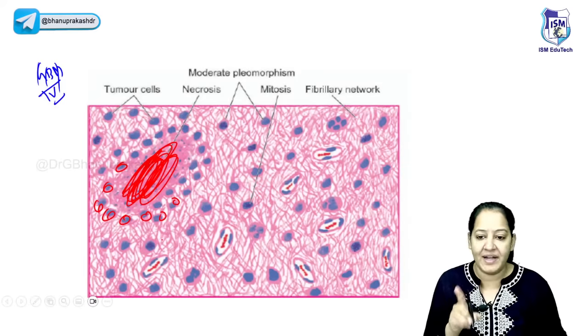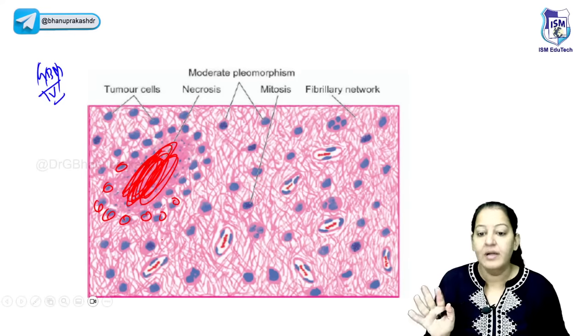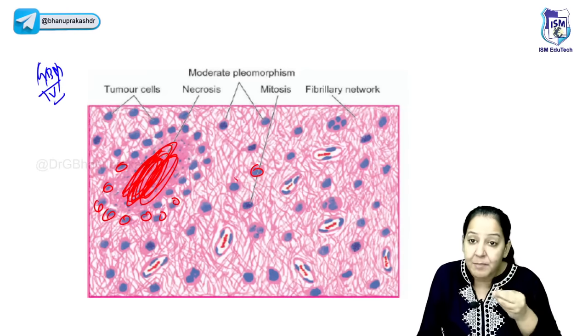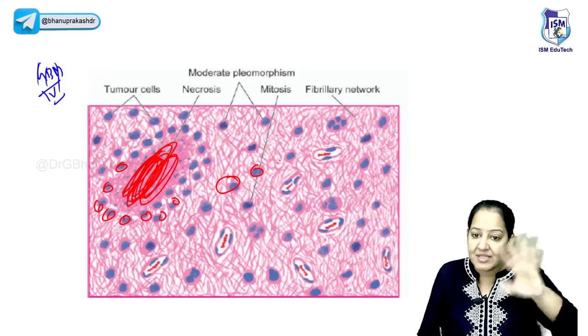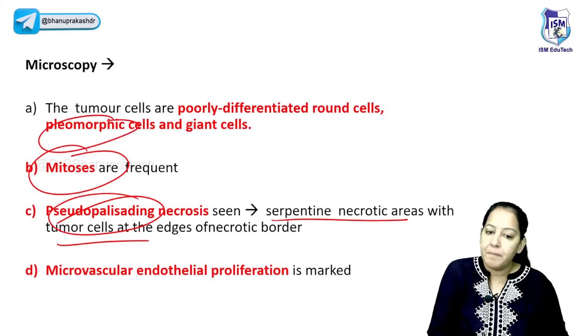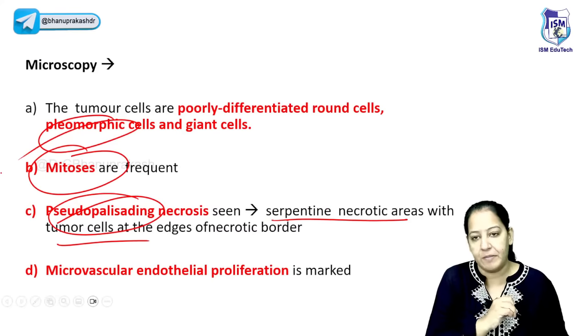This is known as pseudopalisading necrosis, which is very frequent here. Number 2, you can see the tumor cells are very much pleomorphic. Some are small, some are large. So variation in size is very common. So necrosis is common, mitosis is common, pleomorphism is common.